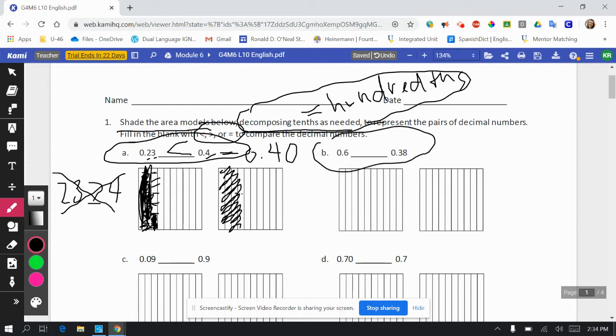Moving on to letter B. 0.6 compared with 0.38. I'm going to shade those in. 1, 2, 3, 4, 5, 6. Shade those in. 0.38, we've got 3 tenths. And then we have 1, 2, 3, 4, 5, 6, 7, 8. We have 8 hundredths. So using our pictures, this should also start making sense. Okay, 0.6, another way to say that is 0.60, which is greater than 0.38.